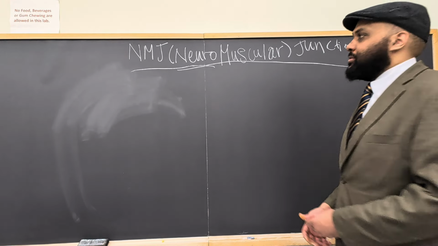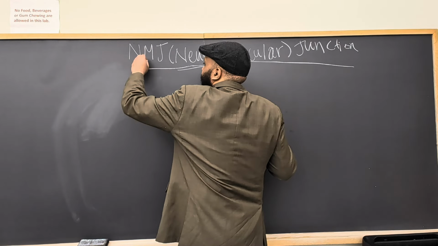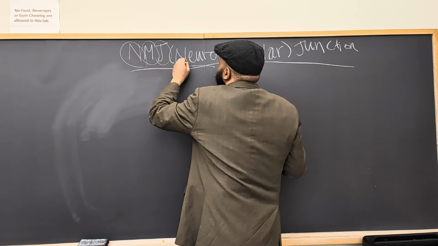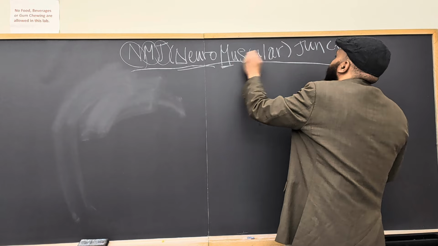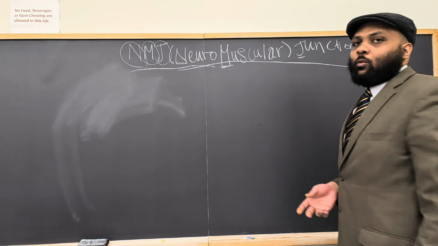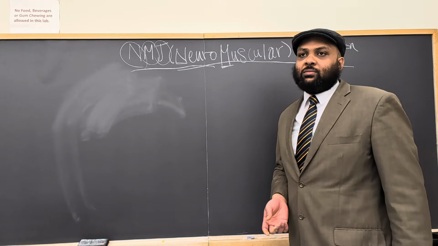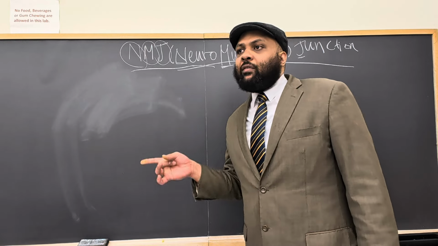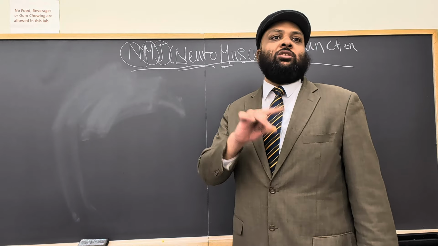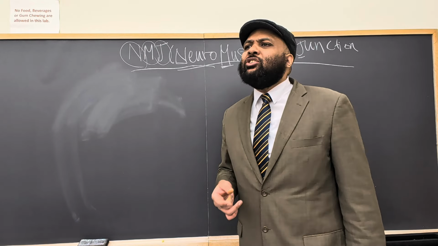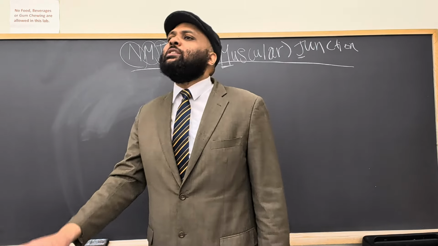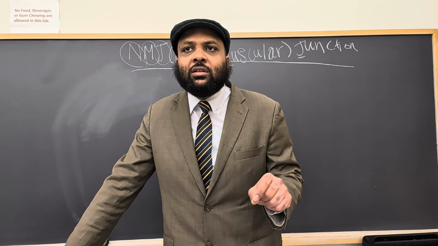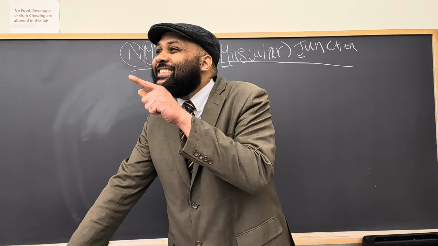So let's talk about the names. N, M, J. N for neuro, M for muscular, J for junction. But what happens at the neuromuscular junction? The nerve is stimulating the muscle. The nerve is the computer telling the muscle to contract or relax. But how does it do that, though? How does the nerve tell the muscle to contract? Does it talk to it? It does. Yes.